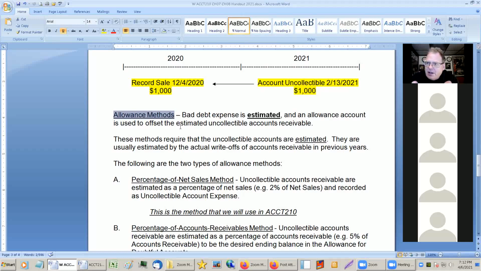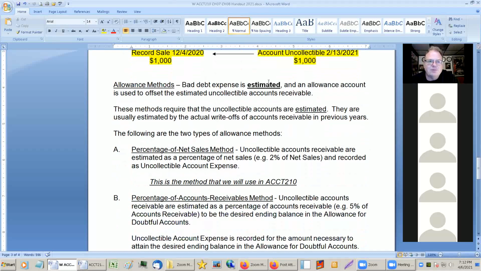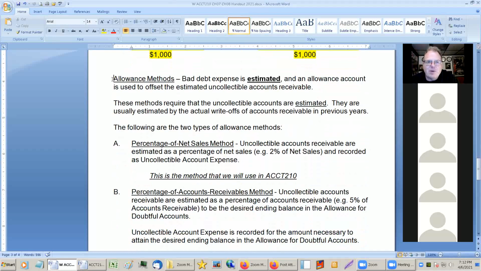And you can't just write the account off because you don't know who it is. Quite honestly, even the people that bought the stuff maybe didn't know they were going to have hard times. So it's very possible nobody at year end knew this was not going to be collectible.